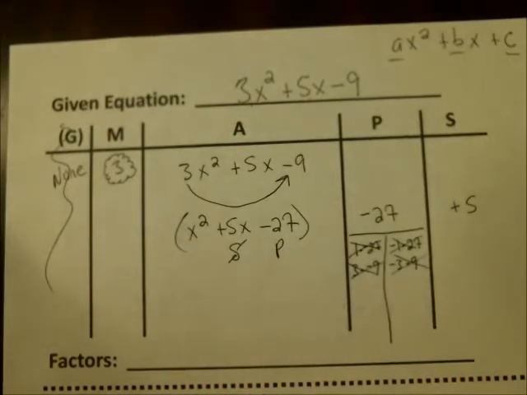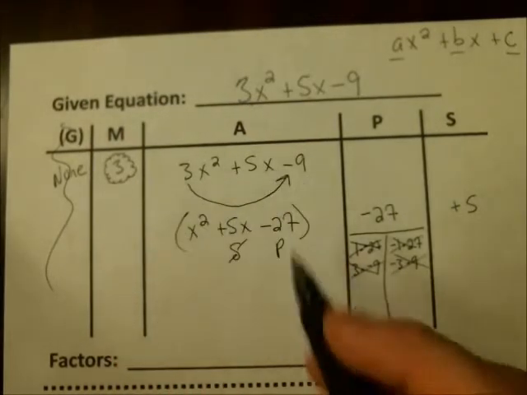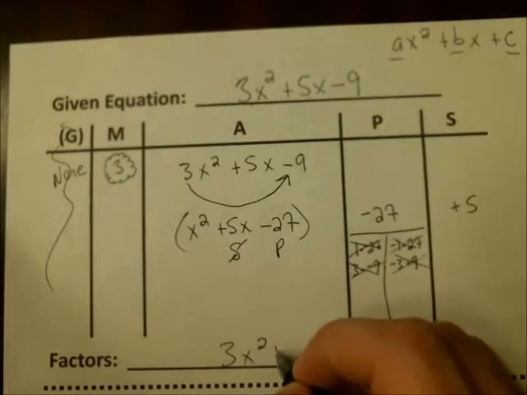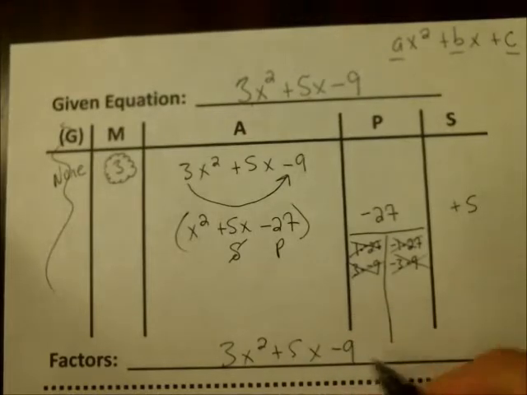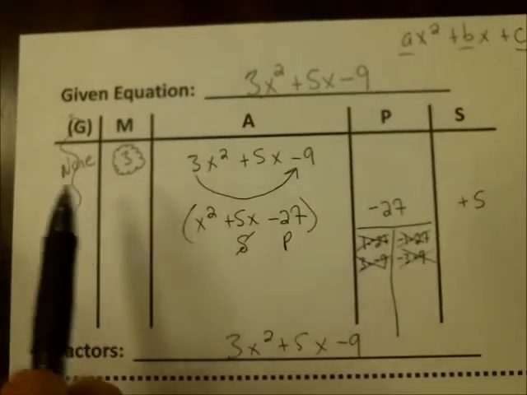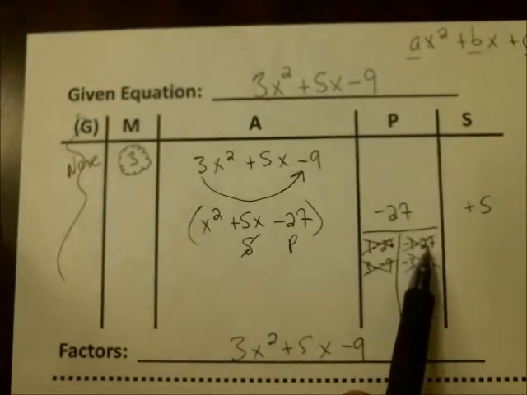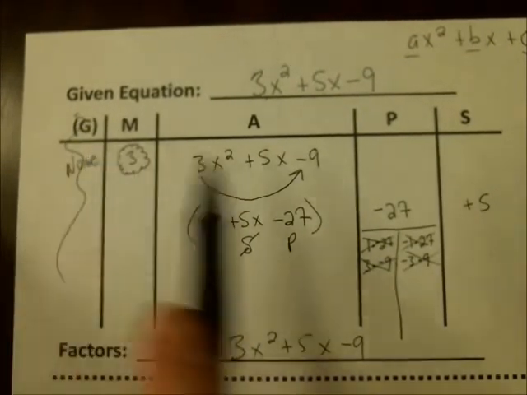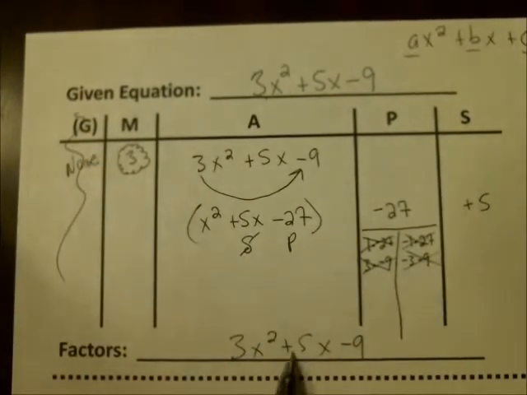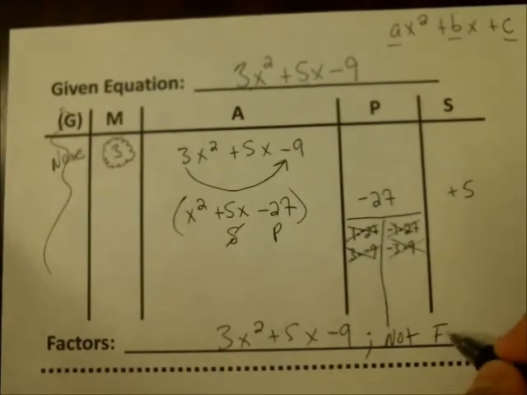Okay, so if I can't factor it, then I look back. Here's my equation: 3x squared plus 5x minus 9. It is my original equation. There are no factors. There was no GCF, and I could not factor it. Once again, no GCF, no factors, not factorable. It's the same equation. Or we can write down not factorable.